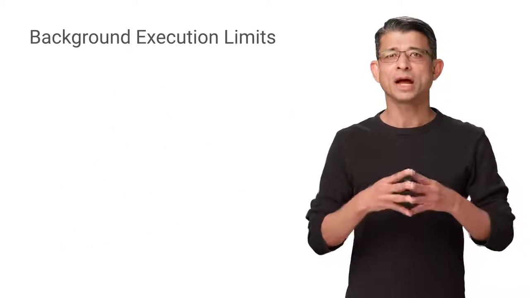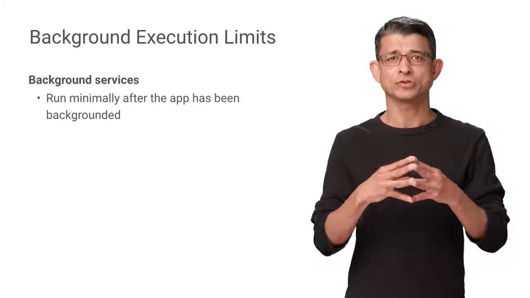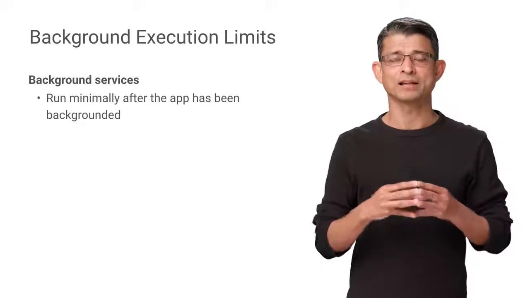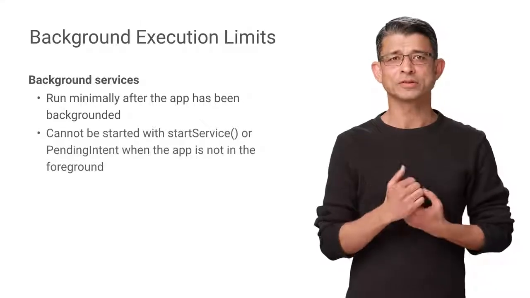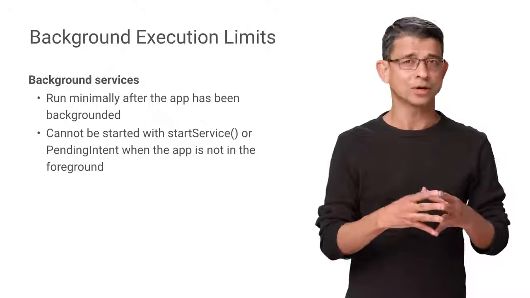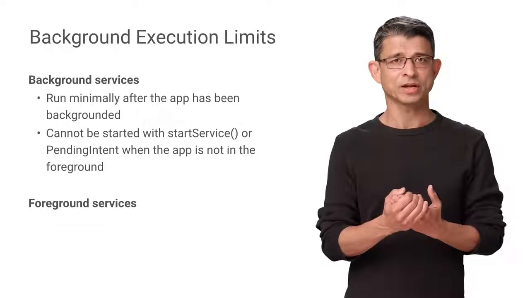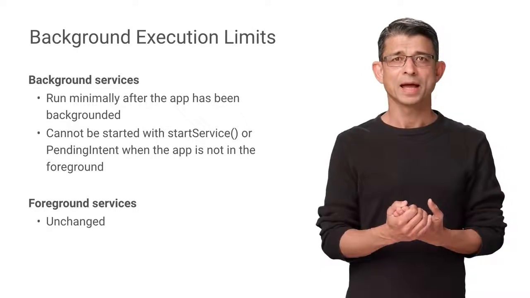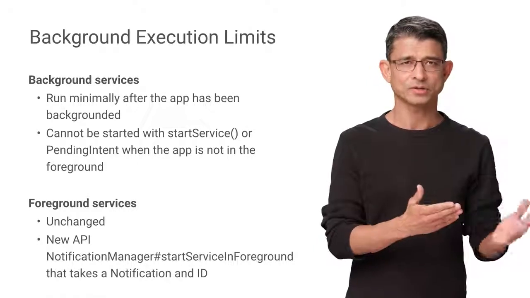On apps targeting Android O, background services now only run for a short time after the app no longer has a visible activity or a foreground service. Start service or service pending intent will throw an illegal state exception when the app is not in the foreground. Foreground services that require a persistent notification work as usual. And there's a new API to start a foreground service directly, start service in foreground.